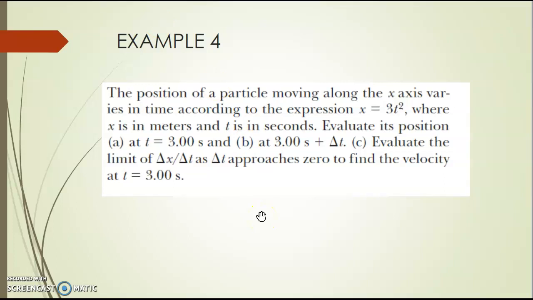Now we're talking about instantaneous velocity. The position of a particle moving along the positive x-axis varies in time according to the expression x is equal to 3t squared, where x is in meters and t is in seconds. Evaluate its position at 3 seconds and at 3 seconds plus the change in time. Letter C. Evaluate the limit of delta x over delta t as delta t approaches 0. Find the velocity at 3 seconds.